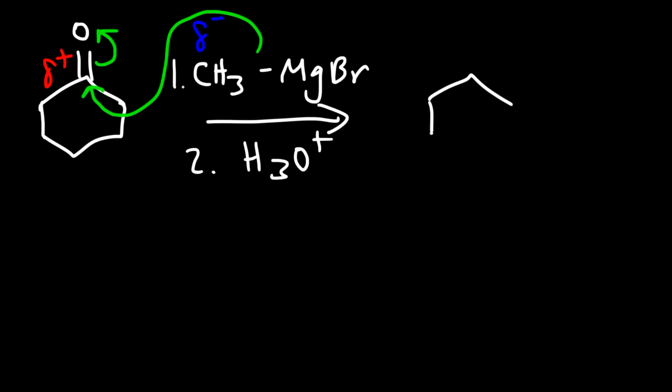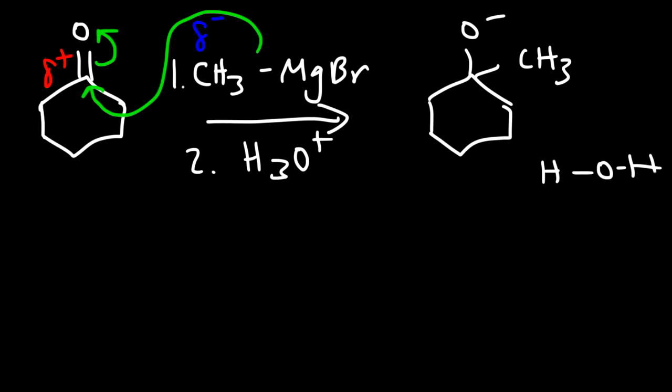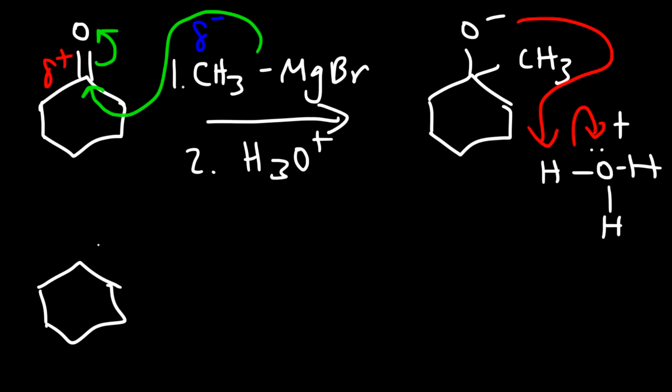This will produce an alkoxide ion with a methyl group attached to it. Now once we acidify the solution, after the first reaction has been completed, we can get an alcohol. And so the end result for this reaction is a tertiary alcohol. So when using the Grignard reagent or an organolithium reagent with an aldehyde or ketone, notice that we can add only one R group.